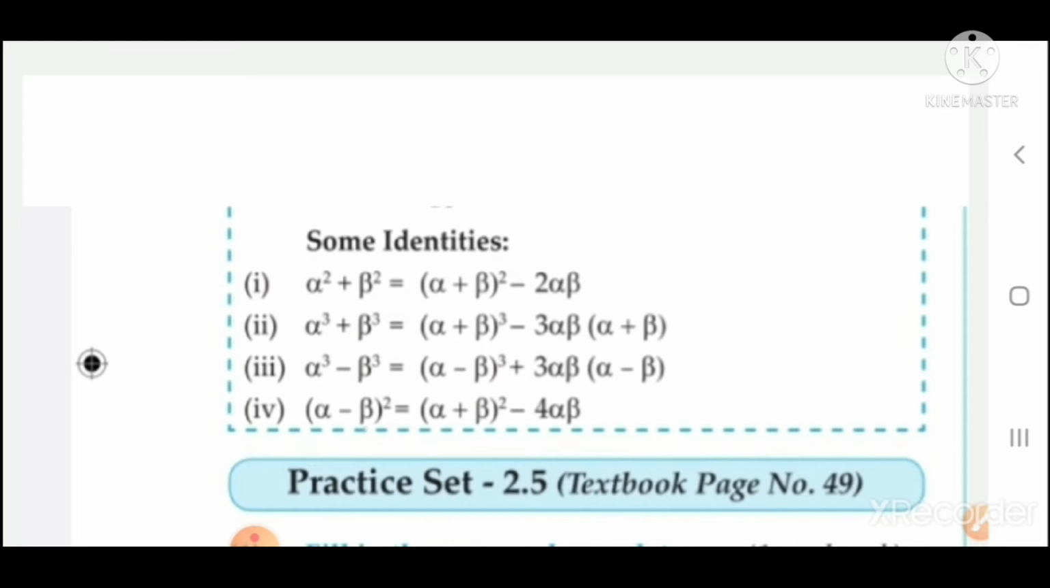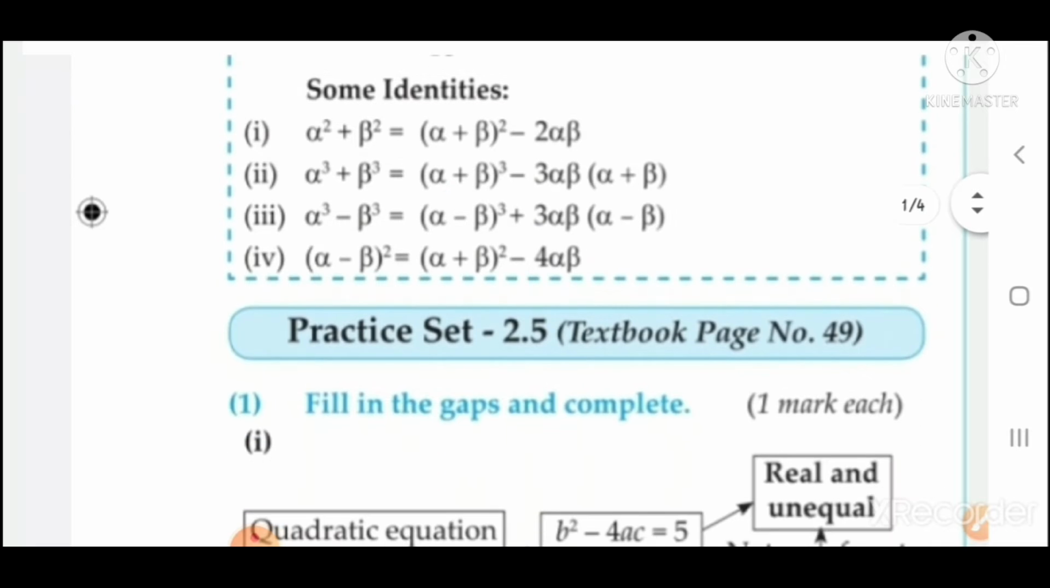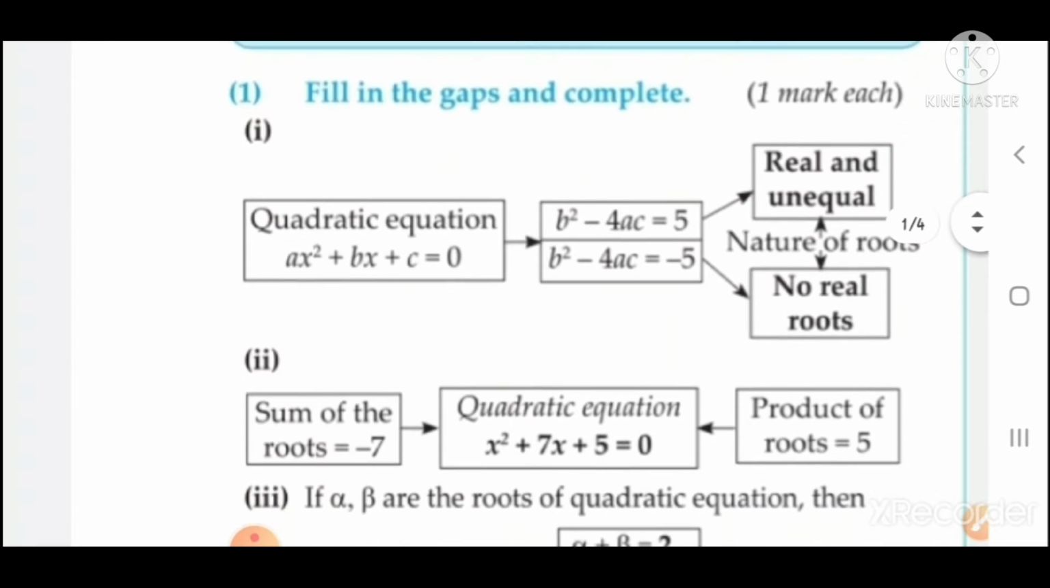And last, alpha minus beta the whole square becomes what? Alpha plus beta the whole square minus 4 alpha beta. These 4 identities are very, very important, they can help you to solve the further numericals. So this you should know. See, the thing is that this you have to fill up.